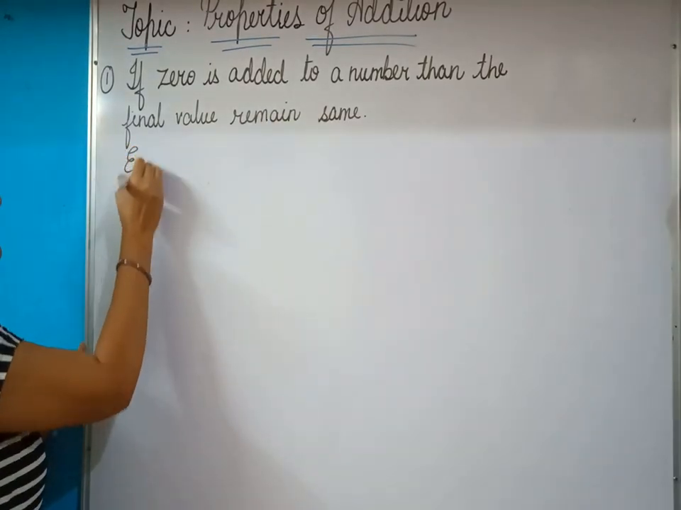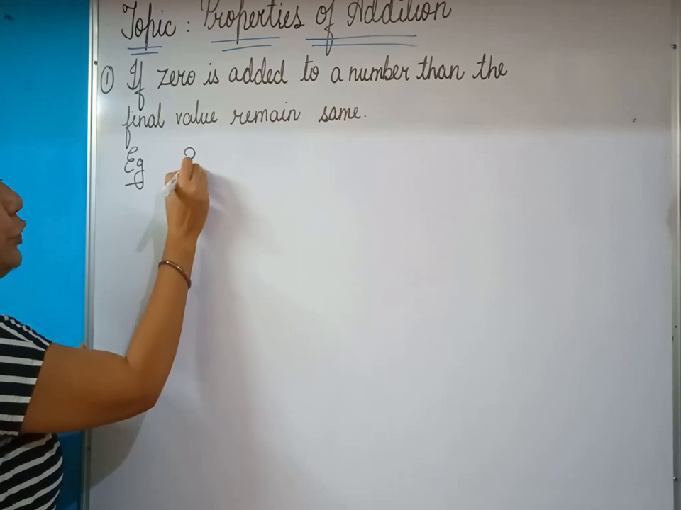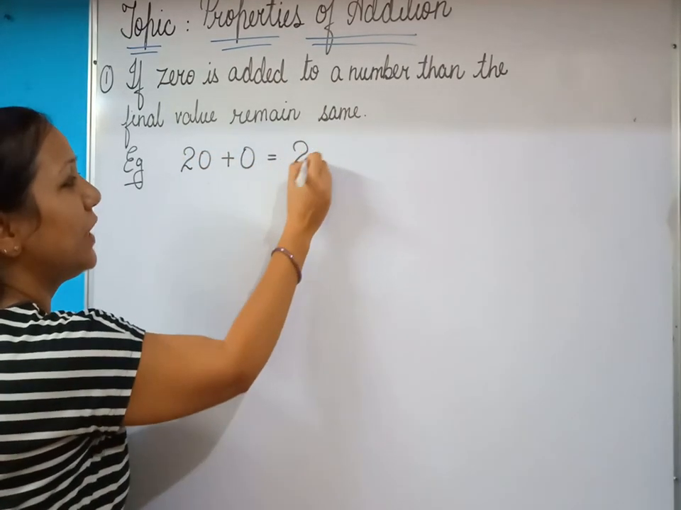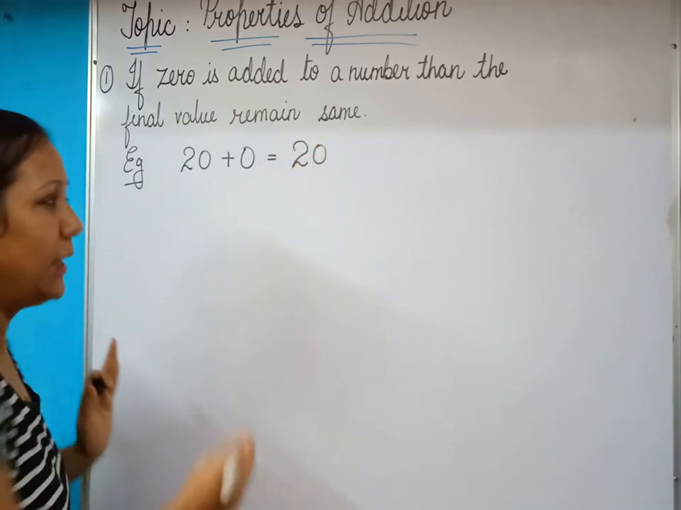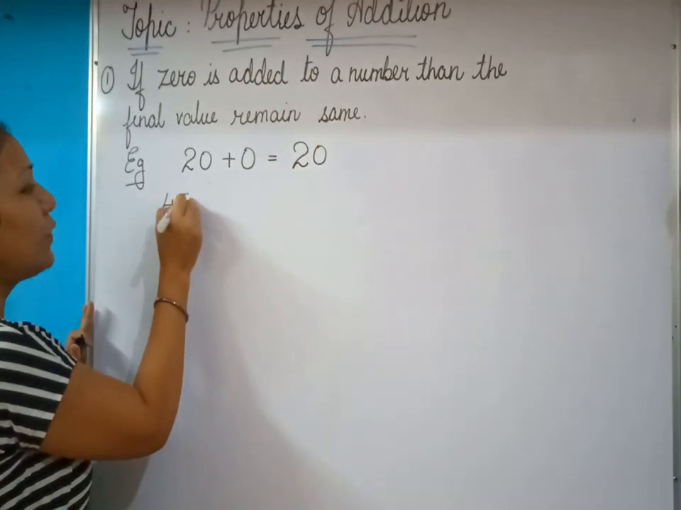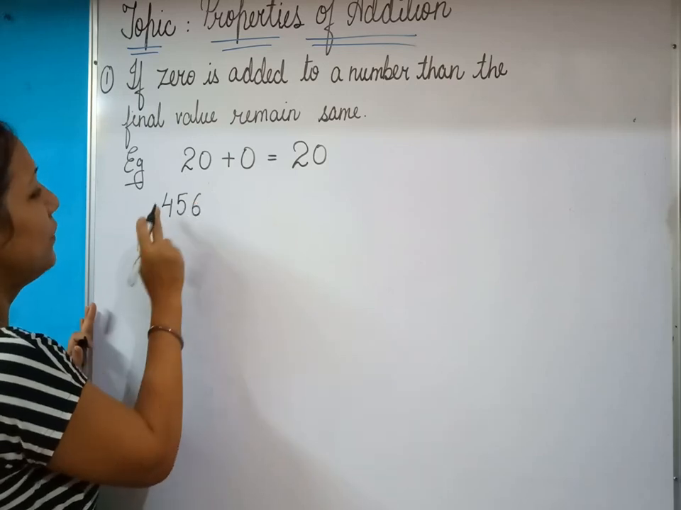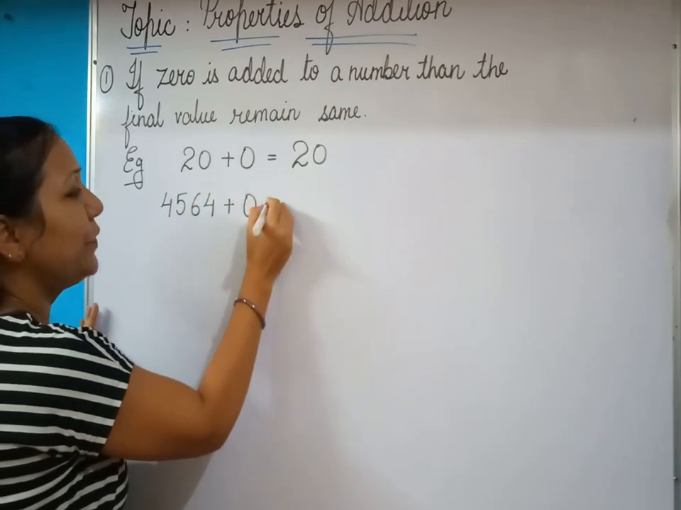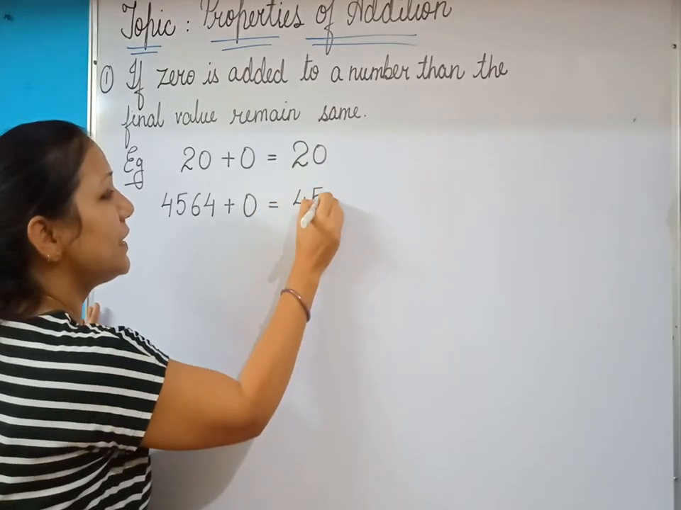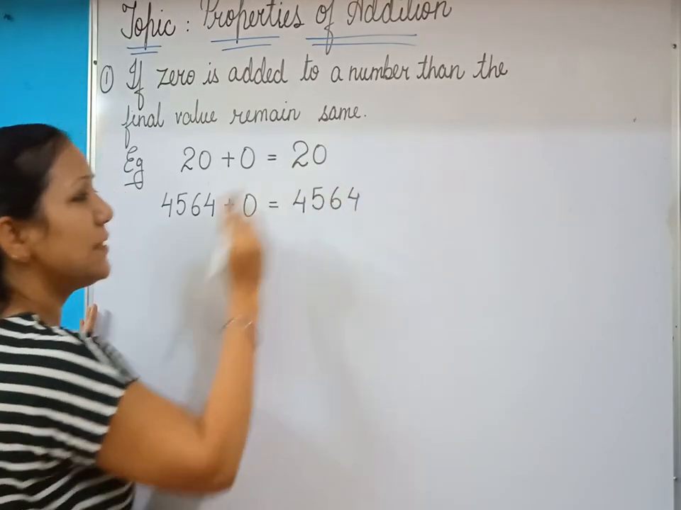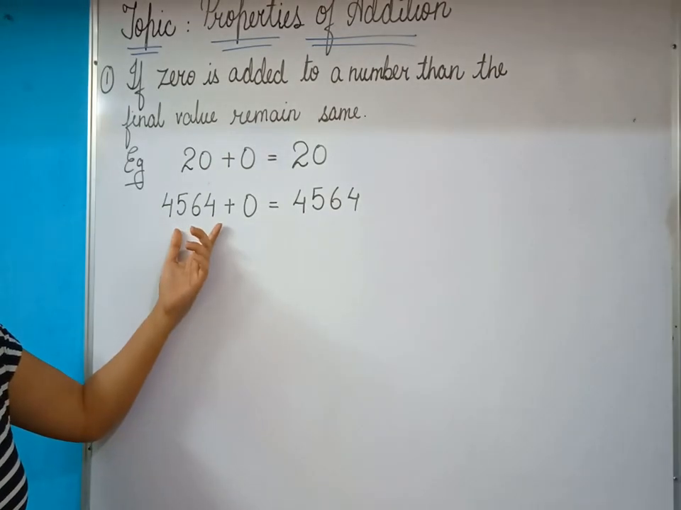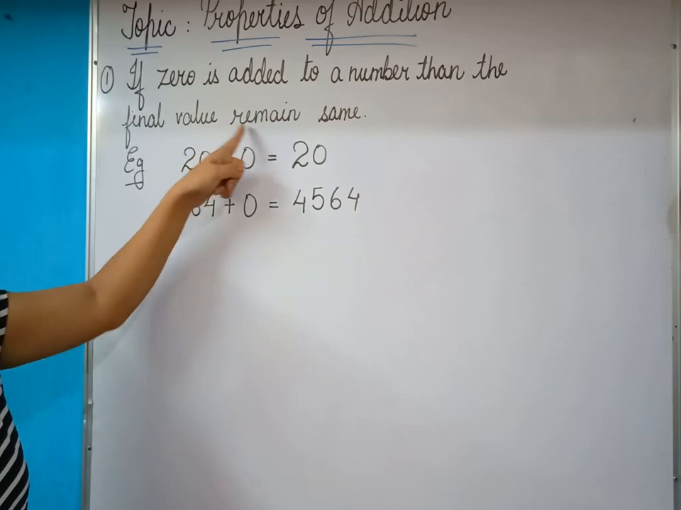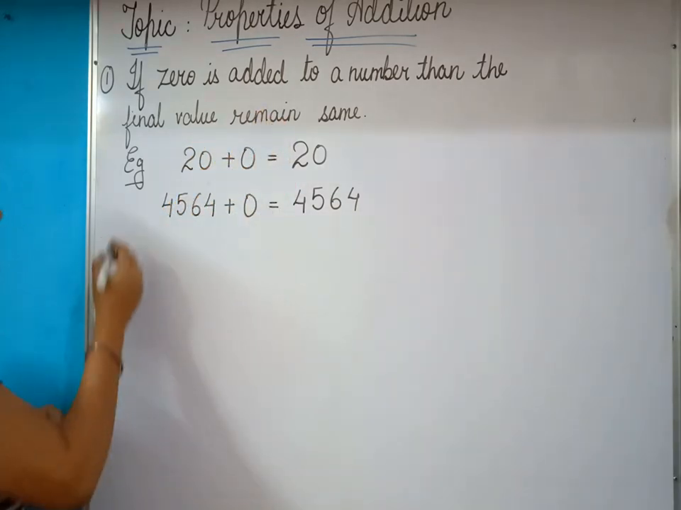For example, if I am adding 20 plus 0, you know that the final answer is 20 only. If I am adding 4,564 with 0, then also our answer will remain same, 4,564. So this is the first property of addition. 0 added to any number and the final result is still the same.